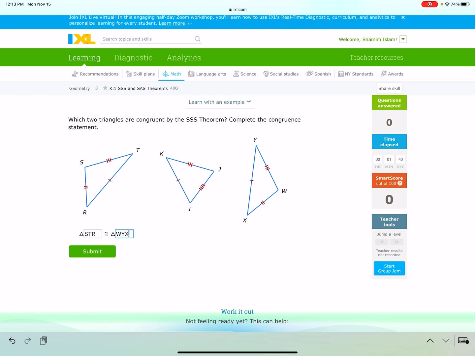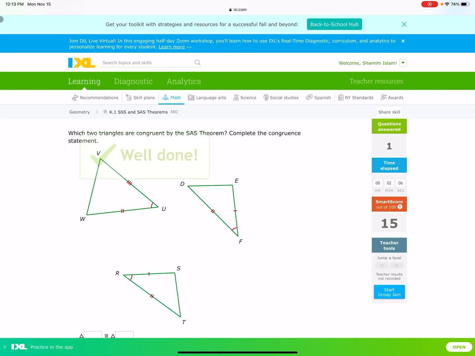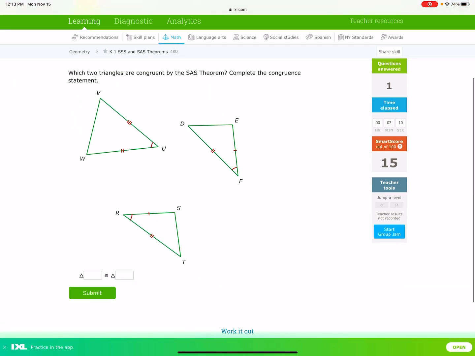Be careful. I might also be going wrong if I didn't mark them properly and find the corresponding parts. Let me check again. This STR with 1, 2, 3 marks, okay, 3 marks. So S is opposite to this, and here this W. T is opposite to SR. So I think I'm going good, and that is R and this. Let me see if it is correct. Yes, it is correct, okay? So this one I don't want to go on with. I want to move on.